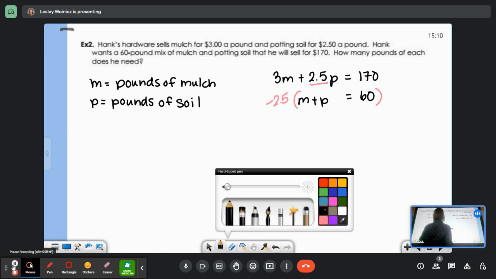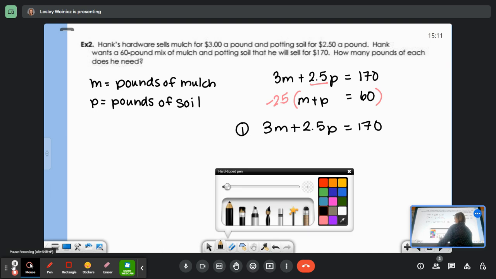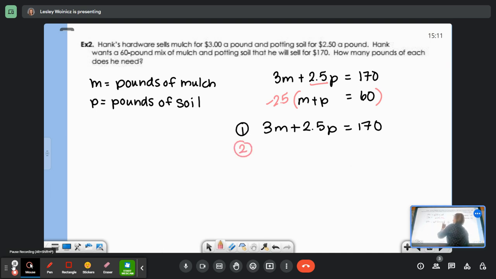So here's my new system. 3m plus 2.5p is 170. That's my equation 1. I didn't change it. My new equation 2 is negative 2.5m minus 2.5p. Is it negative 150? Negative 150.